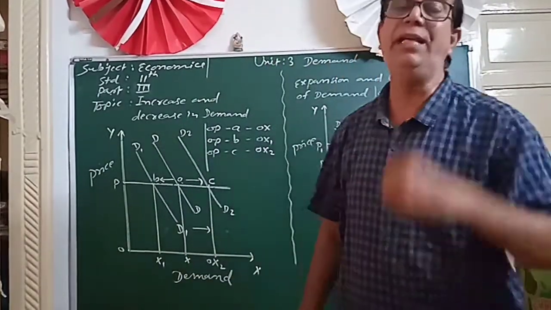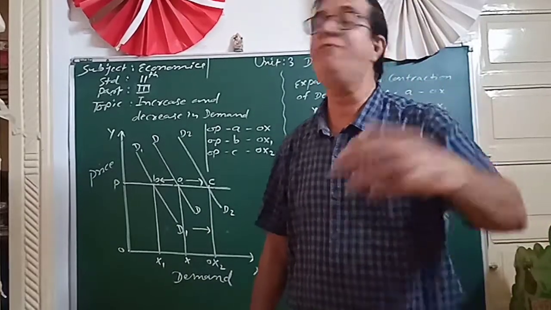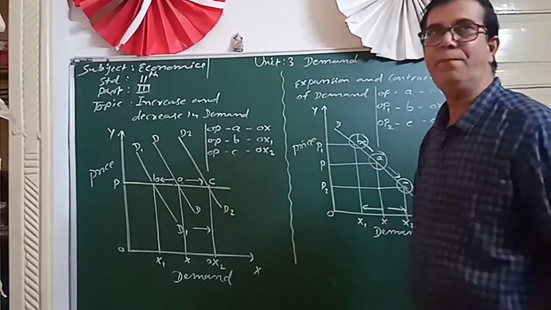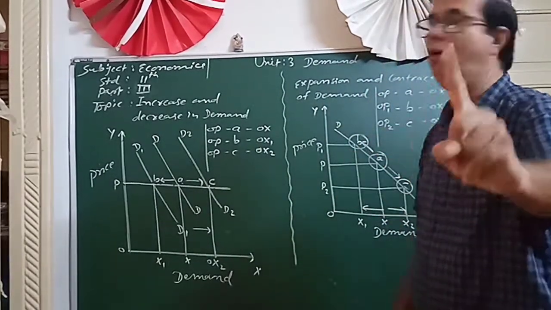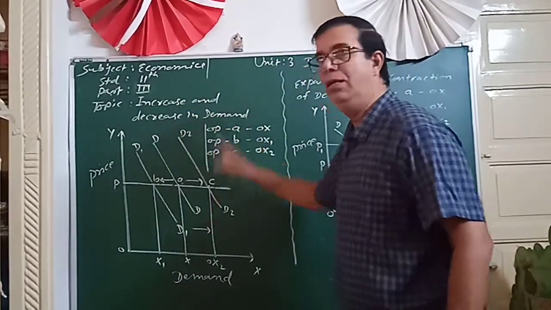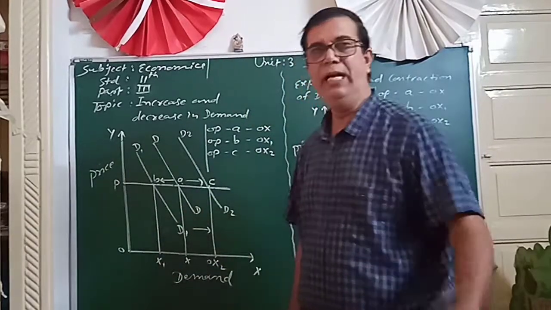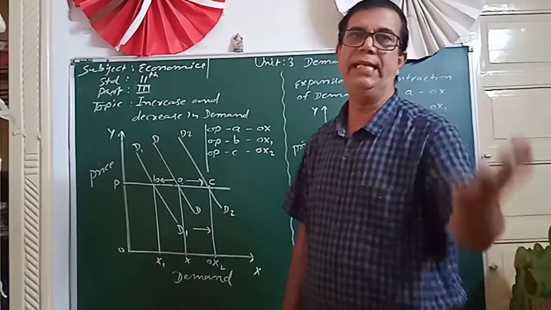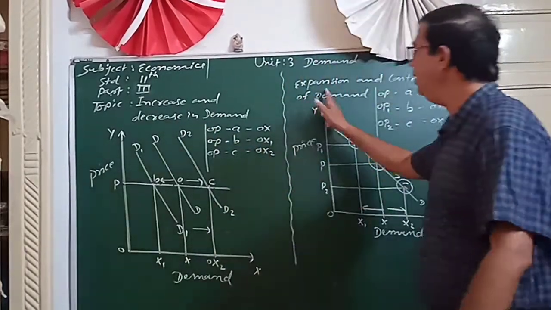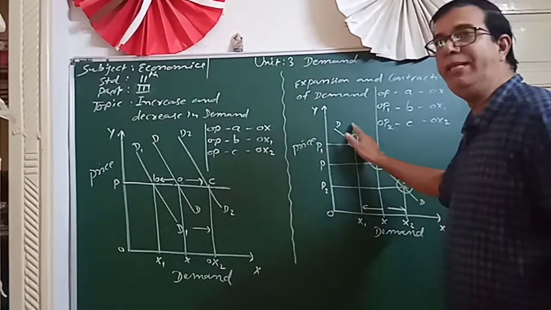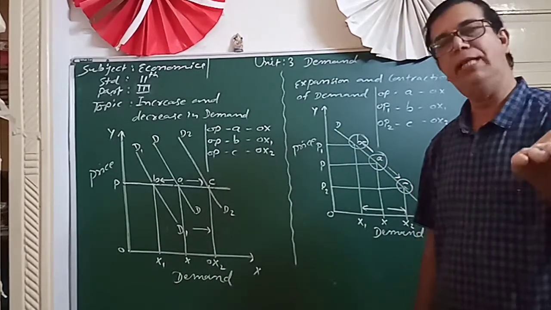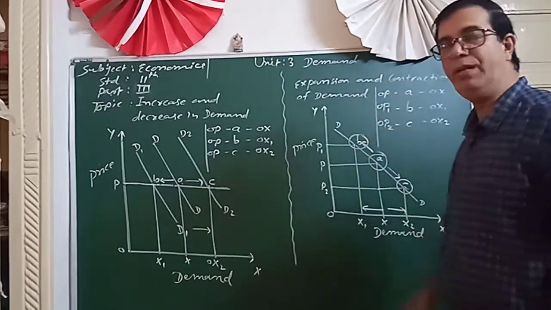Students, sometimes a question asks, what is the difference between increase and decrease in demand and expansion and contraction of demand? So you explain first the meaning of both. Meaning of increase and decrease in demand: when price remains constant and because of changes in other factors, there is a change in demand. First point. Here again meaning: when other factors remain constant and price changes, because of that there is a change in demand, that is known as expansion and contraction of demand.